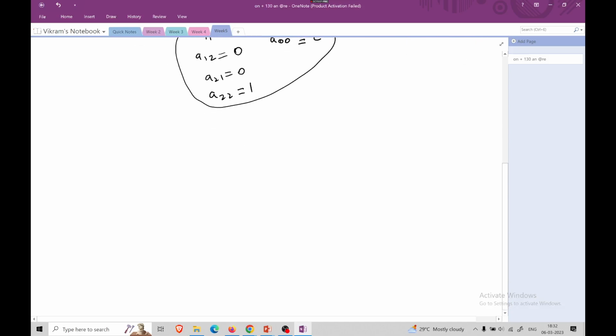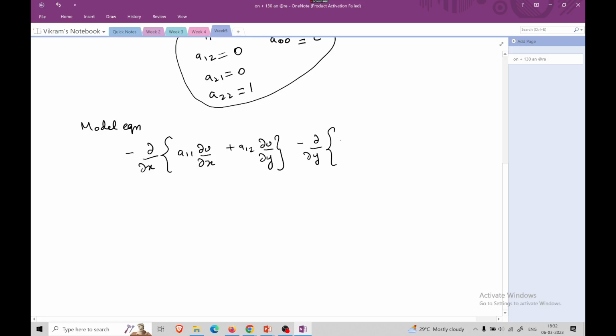So let me once again write the model equation. Minus dou by dou x of a11 dou u by dou x plus a12 dou u by dou y, minus dou by dou y of a21 dou u by dou x plus a22 dou u by dou y, plus a00 u minus f, which is equal to 0. So this is my model equation. So first step is anyway discretization of the domain.